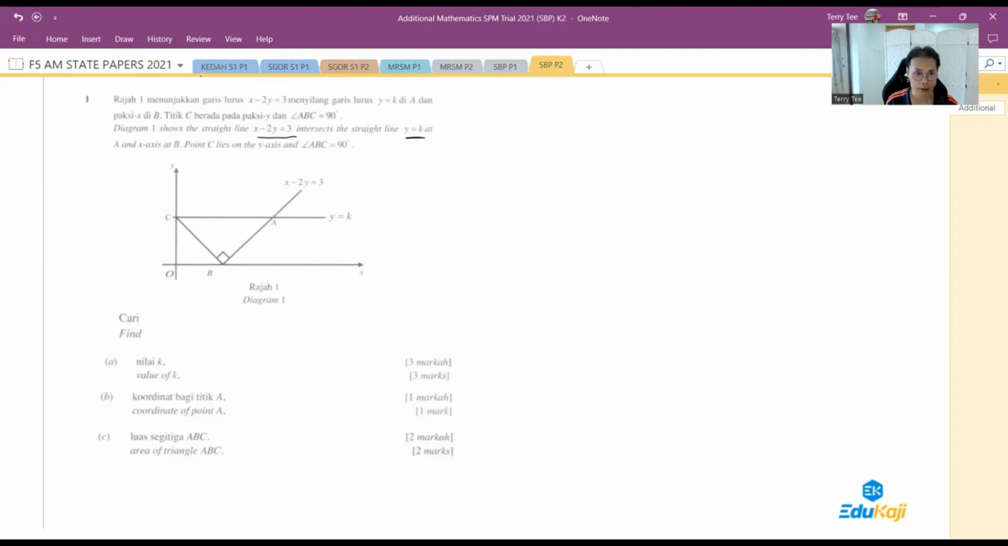m1 dot m2 equals -1, right? When two lines are perpendicular to each other, the gradients multiplied together must be -1. And you can see this line AC is a horizontal line with the equation y equals k, meaning the x-coordinate of point C is 0. When you have a horizontal line y equals 3, that means your y-coordinate is 3. In this case, y equals k, the y-coordinate is just k, and at the y-axis, your x value is just 0. So you know point C, but I need to know the coordinate of point B.